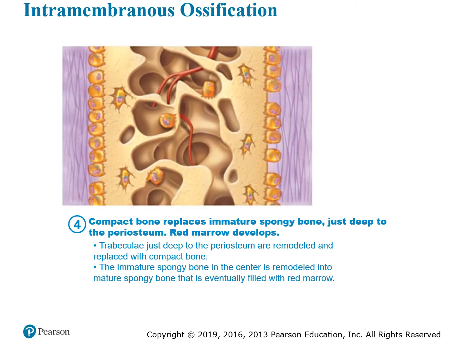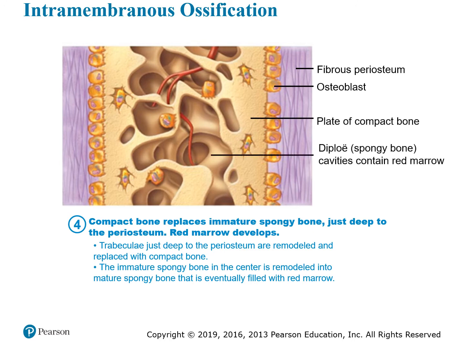In the fourth step, you can see how this develops. So you're going to see compact bone replacing immature spongy bone just deep to the periosteum, but deep to that compact bone, you're still going to see trabeculae. Okay, so the trabeculae that are just deep to the periosteum get remodeled and replaced with compact bone. So again, this is the type of bone that's got osteons and so forth. In the center, you've got the immature spongy bone being replaced with mature spongy bone. And so this is where you see the formation of trabeculae and all. And the space eventually gets filled in with red marrow.